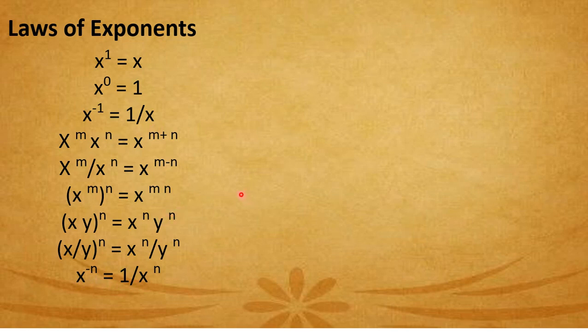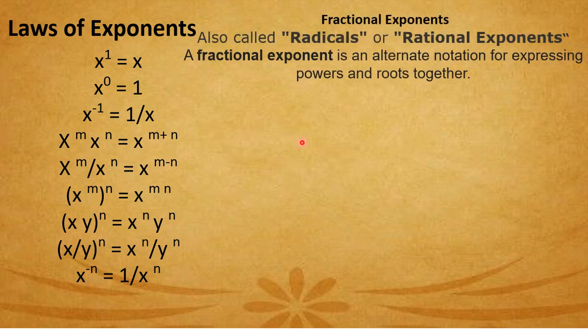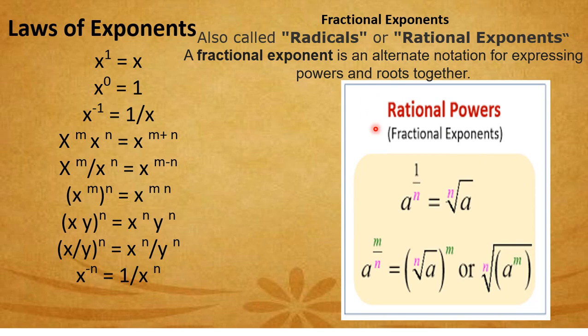Besides this, we have one more law of exponent which is known as fractional exponent. A fractional exponent is an alternate notation for expressing powers and roots together. This fractional exponent is also called radicals or rational exponent. This law says a raised to the power 1 upon n is equal to nth root of a, raised to the power m upon n.